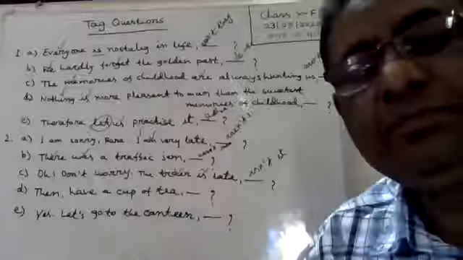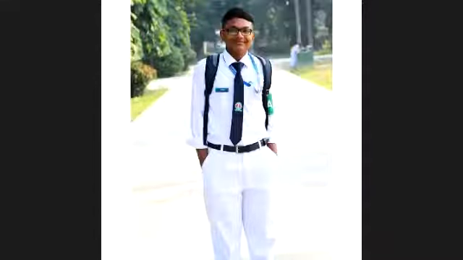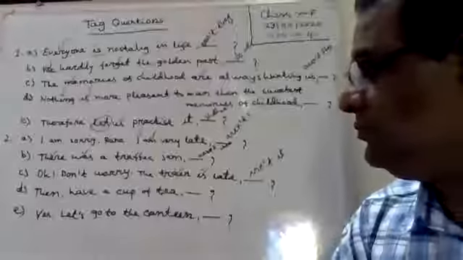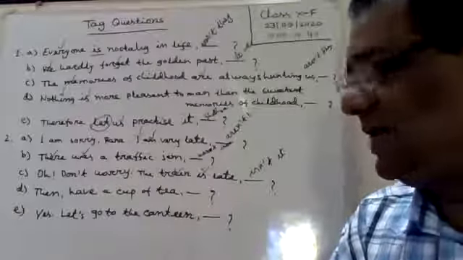Is anybody confused about this sentence C? Okay, thank you. Sir, we are clear. Okay, then number D: Then have a cup of tea.